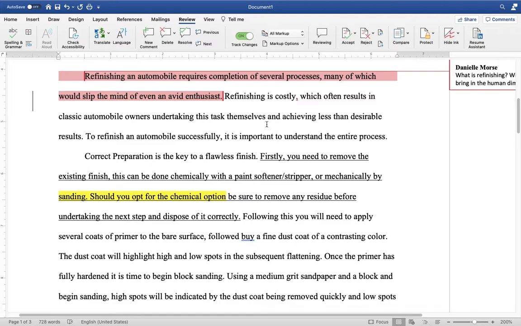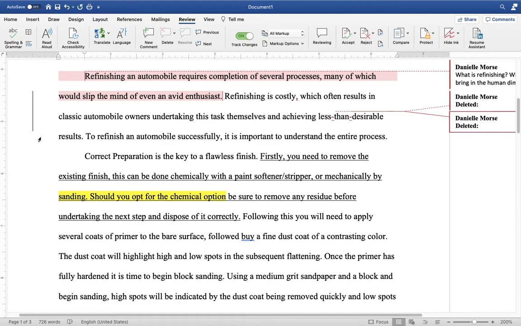So, which often results in classic automobile owners undertaking this task themselves and achieving, and this would actually be all hyphenated, less-than-desirable results, because less than desirable would work as a compound adjective to describe results there. To refinish an automobile successfully, it is important to understand the entire process.